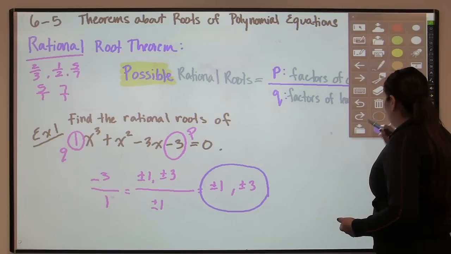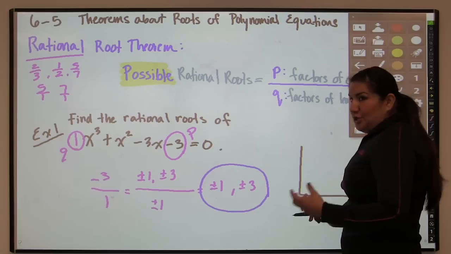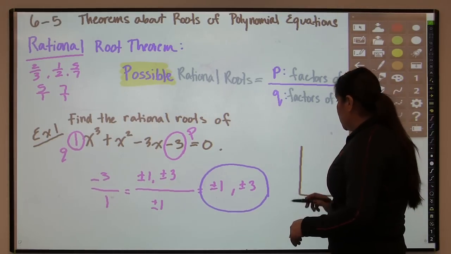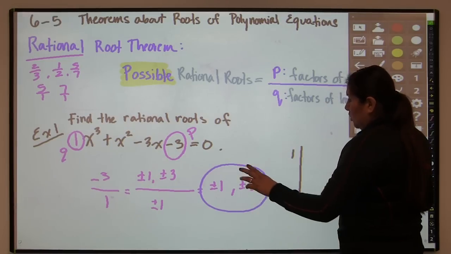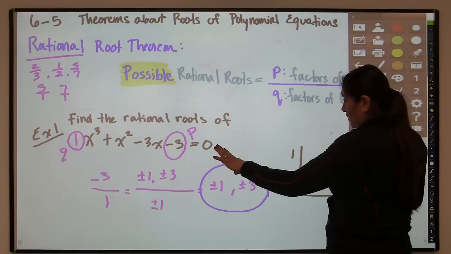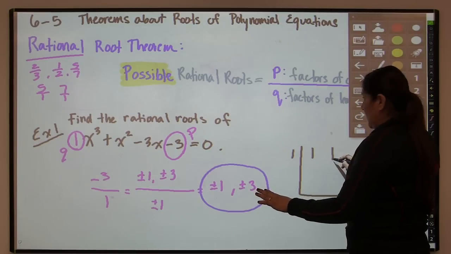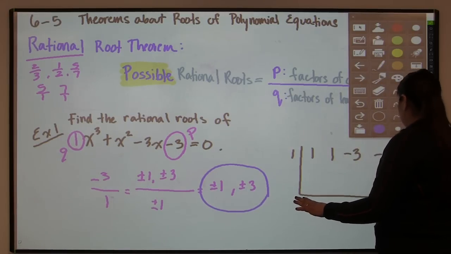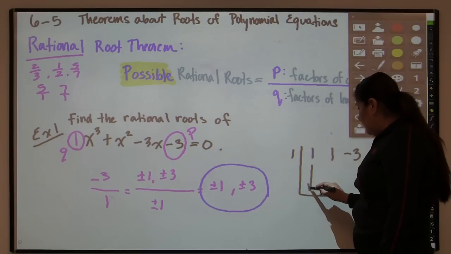Because we know from before that if you divide and you get a 0 remainder, then in fact you are a factor and therefore a root. So we're going to start with the +1, and we're going to do synthetic division here, so the coefficients of the terms are 1x cubed, 1x squared, -3x, and -3 for my constant term. And we're just going to apply synthetic division.